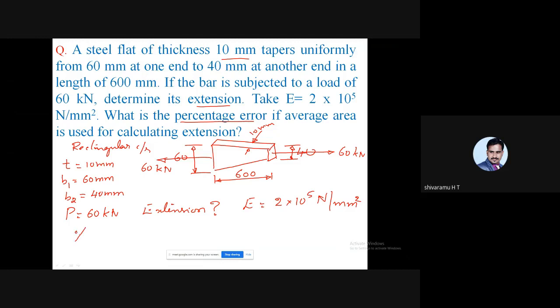if the average area is considered. Instead of using the standard equation for the tapering cross section, if you consider the average area by taking one end as 60 millimeter and another end as 40 millimeter, the mean area of the cross section of this uniformly varying tapered bar, what will be the error in the extension or deformation? Here it is asked to compute.